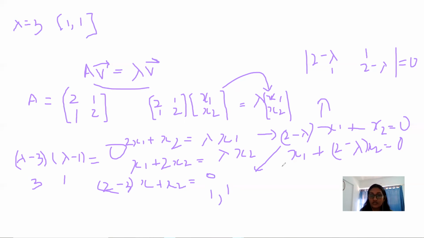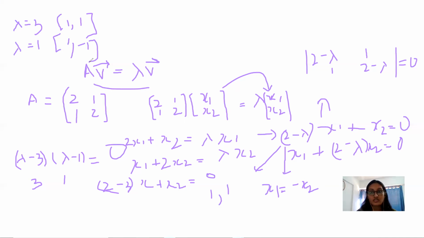Now let me substitute the value 1 over here. That would give x1 equal to minus x2, right? So in that case, for lambda equal to 1, the vector that we'll be getting is (1, minus 1). So this is how our eigenvectors and eigenvalues are coming.